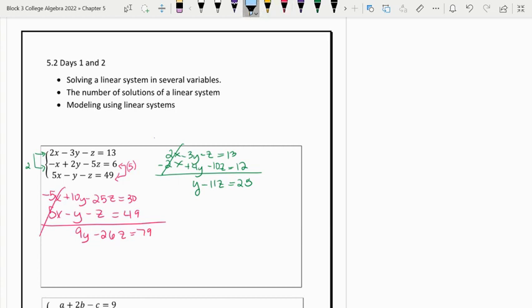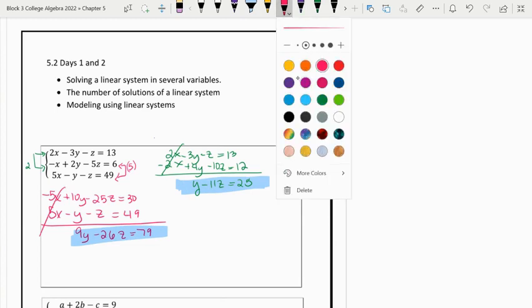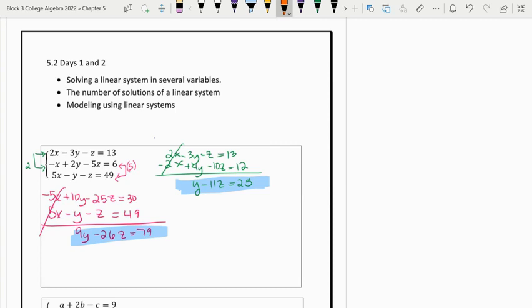Then you work with these 2 equations and eliminate the x's, the y's or the z's. So let's eliminate the y's. So working with those 2 equations, multiply the top one by 9. So I get 9y minus 99z equals 25 times 9 is 225. And write the second equation down.